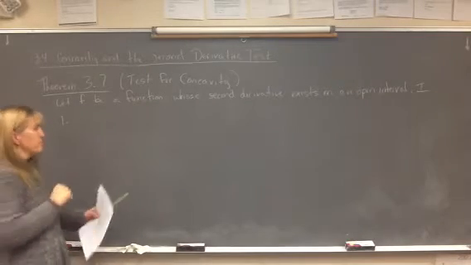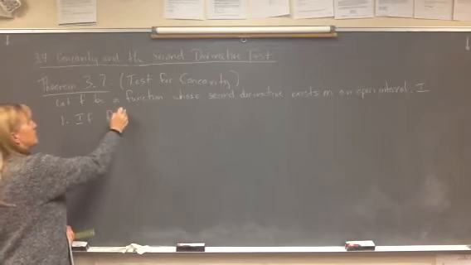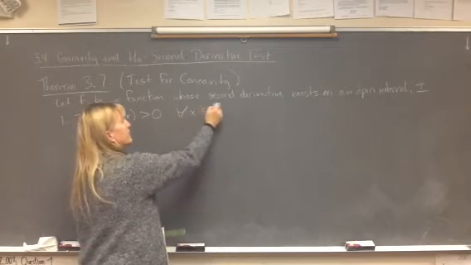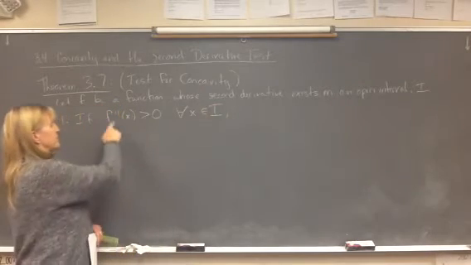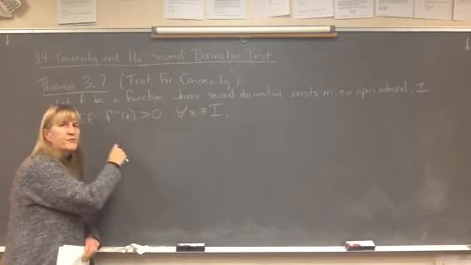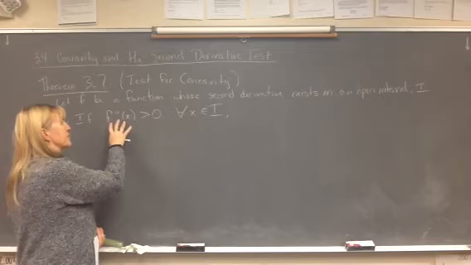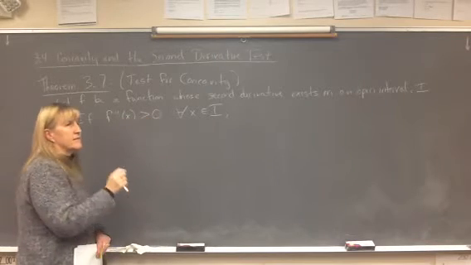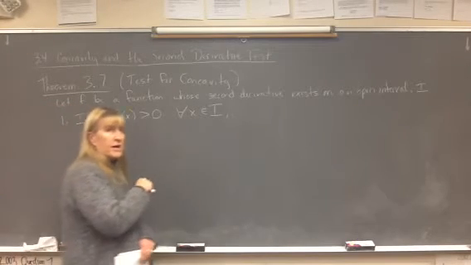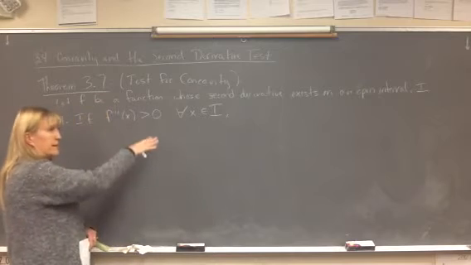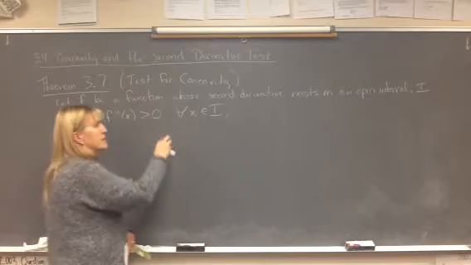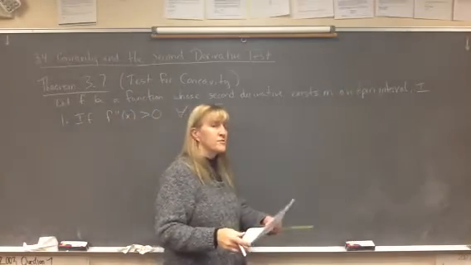The first part says if f double prime of x is greater than 0 for all x on that interval, if the second derivative is greater than 0, the second derivative represents how the first derivative is changing. And if the second derivative is greater than 0, it means that the first derivative is increasing. So that was our definition of concave up, which means now instead of talking about increasing or decreasing, we can jump that and we can just say a second derivative greater than 0 for all x on an interval indicates that the function is going to be concave up.